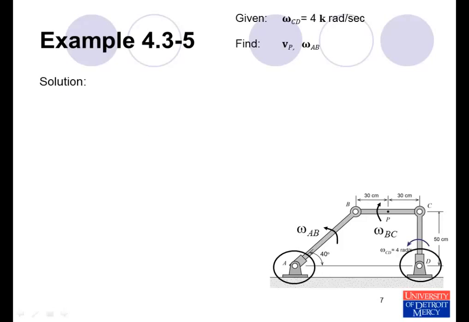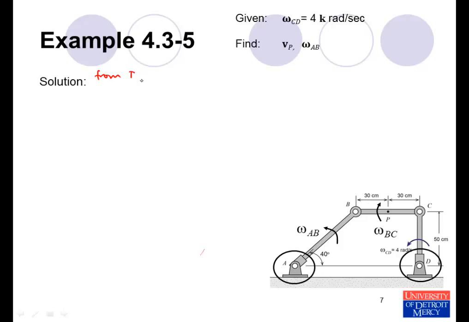Now that we've gone over an approach for solving this problem, we'll actually perform the calculations now. So here we have our figure with our assumed directions for the angular velocities. We've repeated the given information and what it is we're attempting to find. And recall that the approach we're going to take is we're going to find expressions for the velocity of point P starting from one point we know the velocity of, point D, and then a second expression starting from another point whose velocity we know, point A. And between those two expressions, we'll have enough information to solve for all of the unknowns.